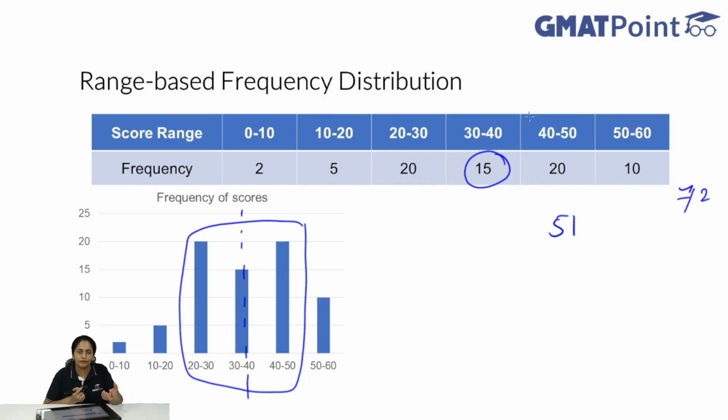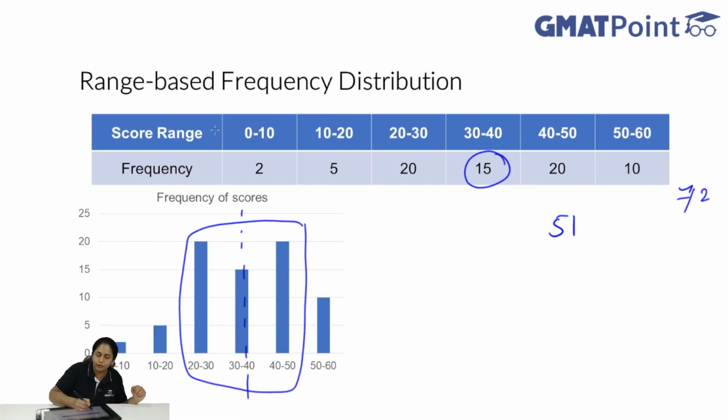So if a range based frequency distribution is given, the only thing that we can really say is that we can figure out what the median is. The other thing that we can figure out is the range. Basically we are given 0 to 10 and 50 to 60. We can find out what is the minimum range of values.